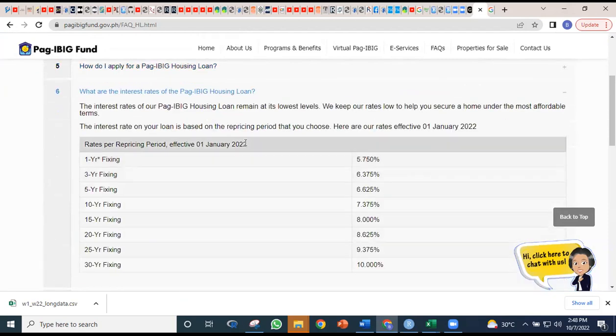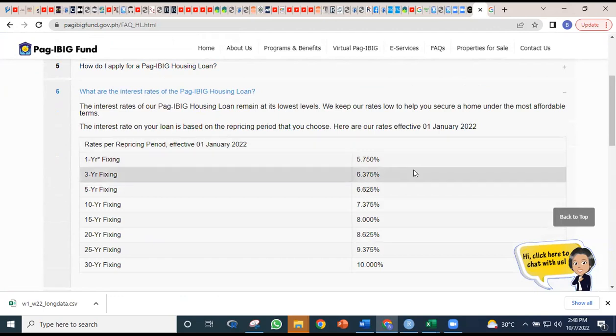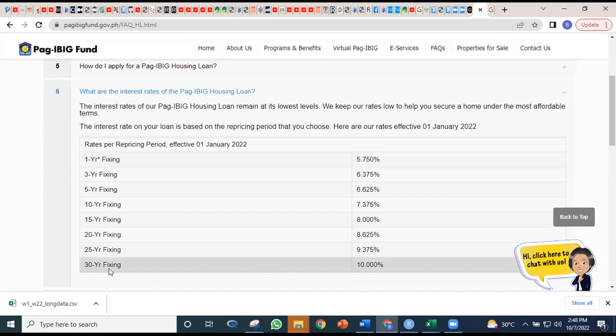So the interest rates as of January 2022 are this. You notice that the longer the term, 30 years, for example, the higher the interest rate will be. That's very consistent with the principle of risk and return, since Pag-ibig is going to assume a greater amount of risk by lending for a longer period, then it will charge a higher amount of interest.